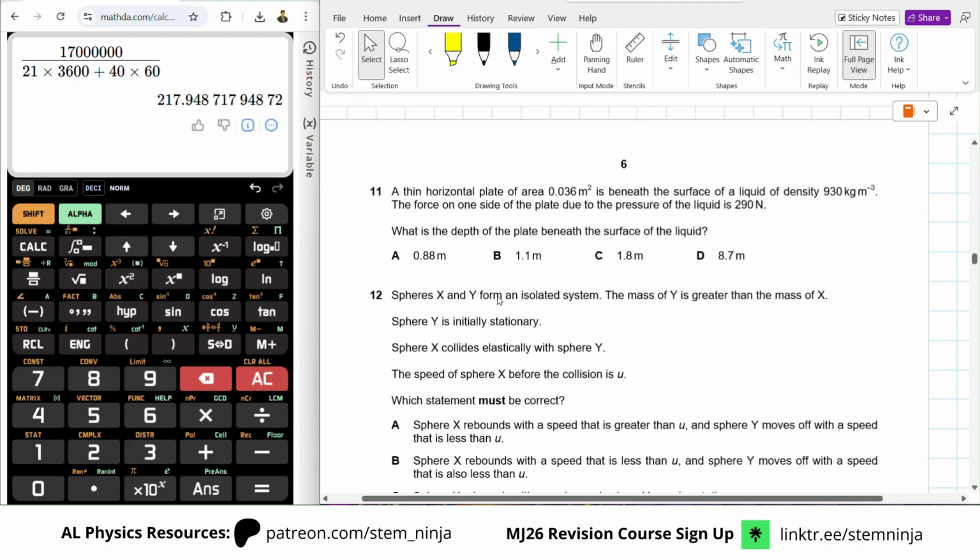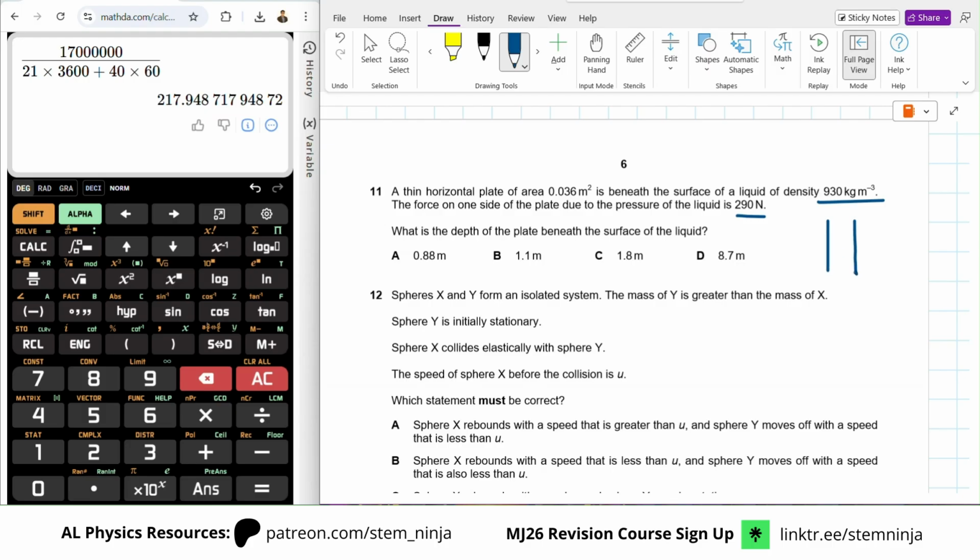Right, a thin horizontal plate of area 0.036 meters squared is beneath the surface of a liquid of density this. The force on one side of the plate due to the pressure of the liquid is this. What is the depth of the plate beneath the surface of the liquid? So basically we need to find out the depth or the height. The force is given due to the pressure, and the area is also given, right?